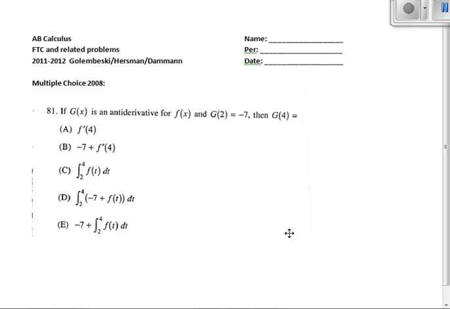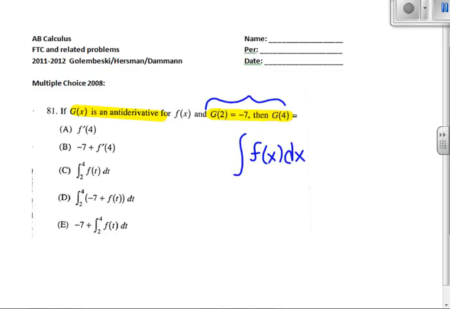Read through the problem. I still like to do the problems, but I still suggest that you probably read through the answers. There's some key words here. Antiderivative. If you have an antiderivative, I'm probably going to integrate, right? This is 2008. This is really key. See, guys, when you see that you have some points here, if I integrate f, what is the antiderivative of f? It's g.